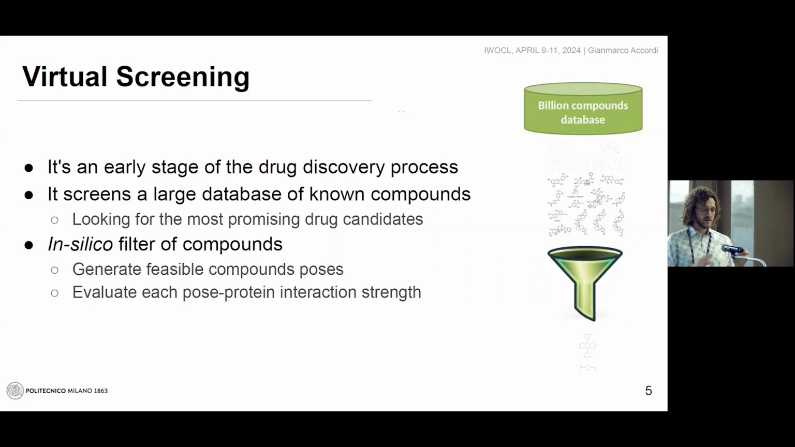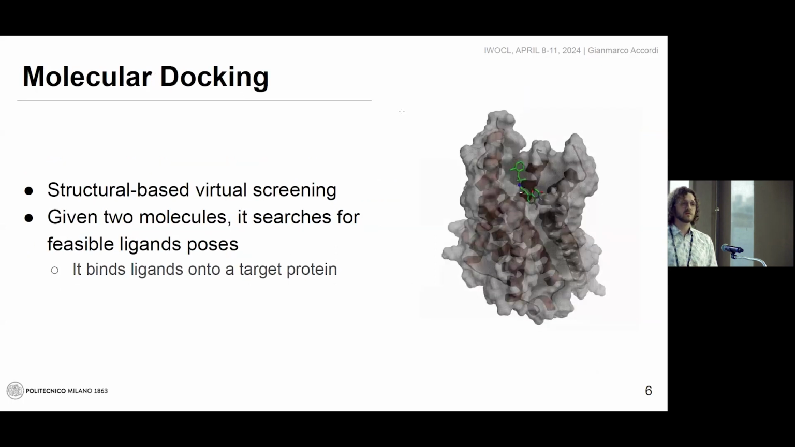It can be done in different ways. In our case, we rely on a structure-based virtual screening called molecular docking, which basically looks at a fixed instant in time and tries to model the ligand position around the protein, doing different rotations and translations without considering time evolution, Newton's equations, and so on. It's simpler and thus faster. It allows us to screen this huge library in a smaller amount of time.